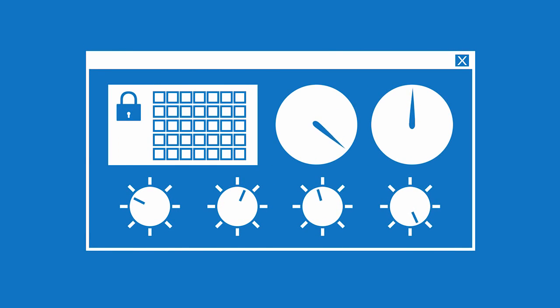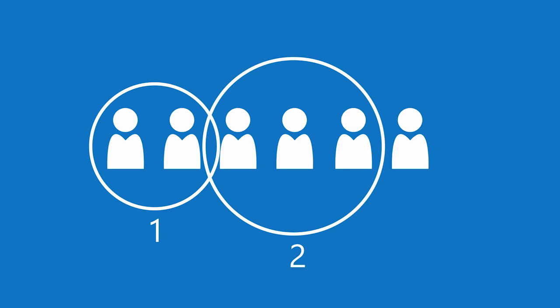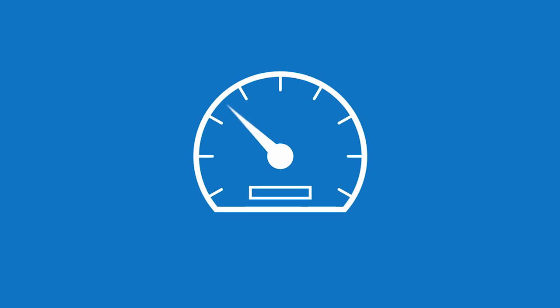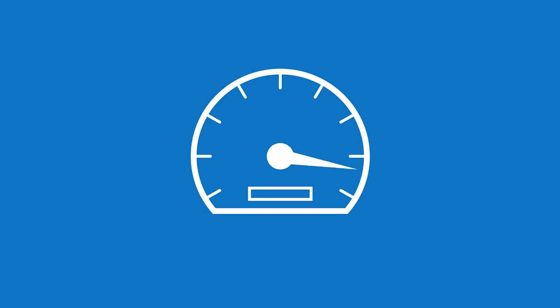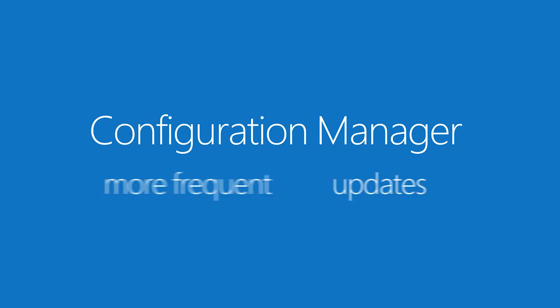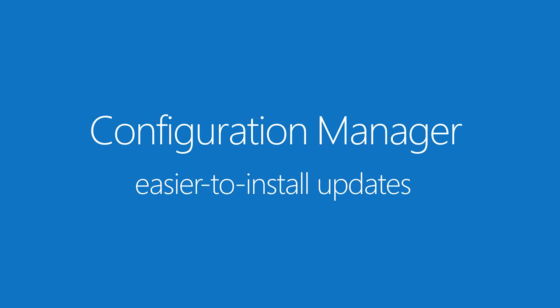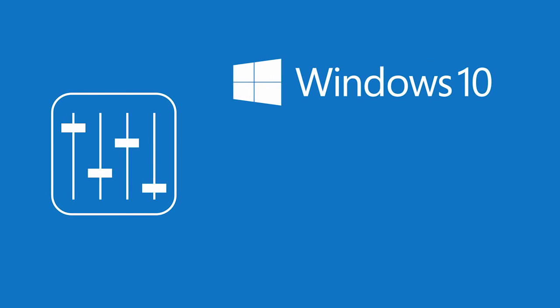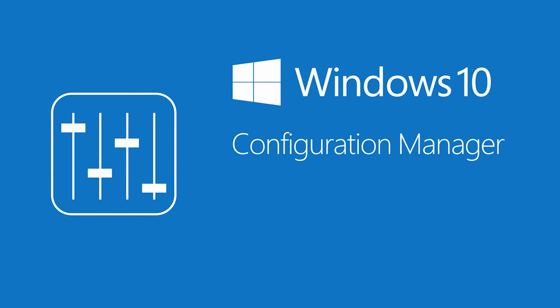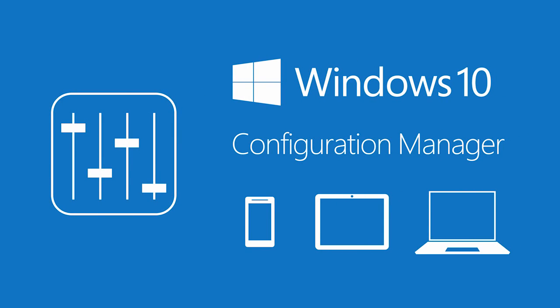Once you've upgraded, Windows 10 updates are controlled directly from your management console. Configurable deployment rings give you the flexibility to choose when updates are installed across different groups within your organization. And since Windows 10 is moving faster than ever, Configuration Manager is designed with more frequent and easier-to-install updates to support new Windows, Configuration Manager, and mobile device management capabilities at a much faster pace.